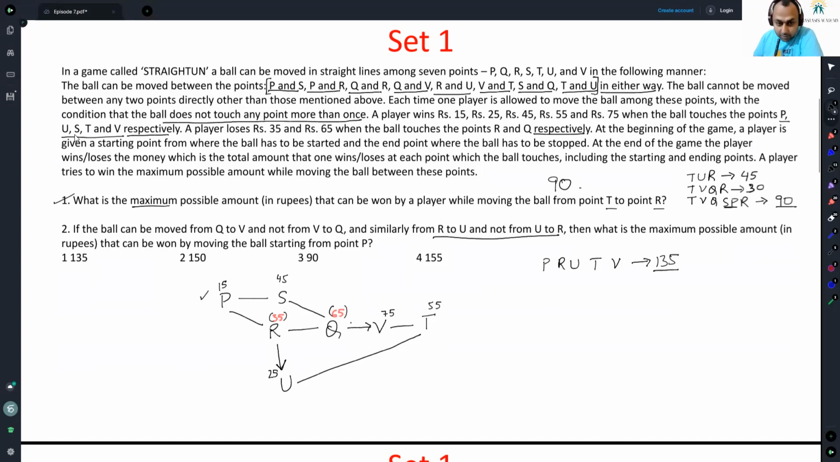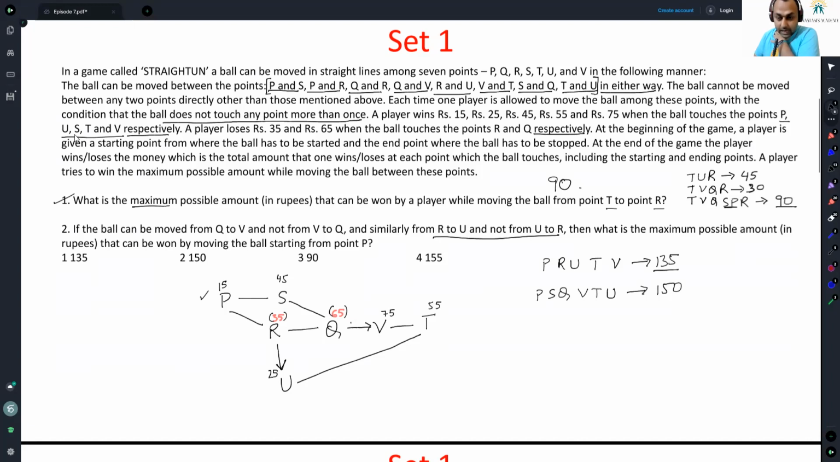The other idea would be, let me take a separate path. So PSQVTU. Okay. Now let's see how much this is working out. P plus S is 60, 60 minus 65 is minus 5, minus 5 plus 70, 70 plus 25, 125, 125 plus 25, 150. This gives me 150.